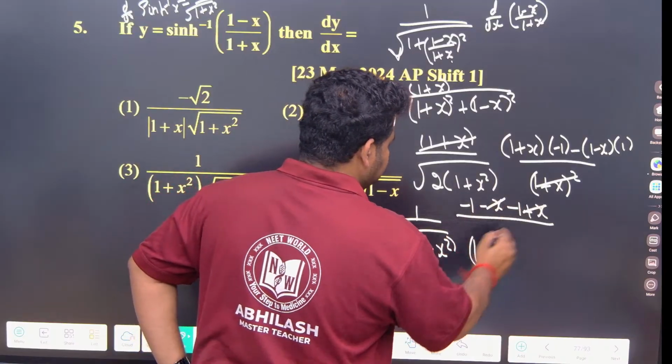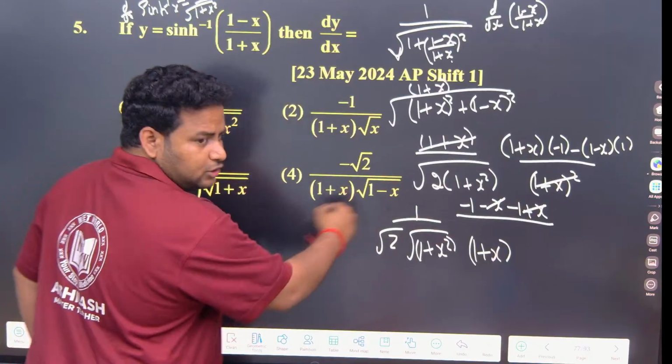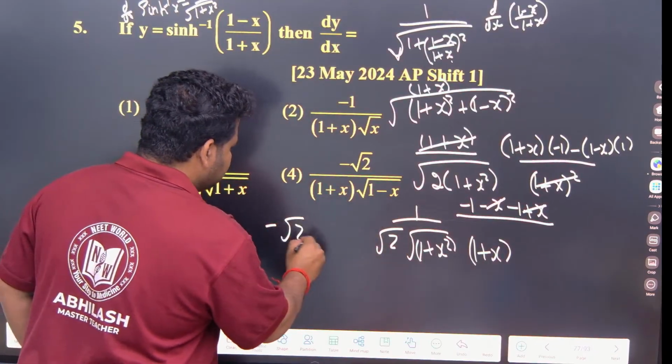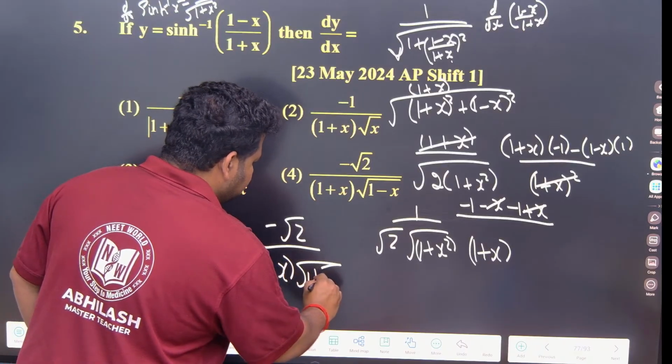x and x will cancel. I will have minus 2. So, minus 2 I can write it as what? Root 2 into root 2. So, this will become minus root 2 by 1 plus x into square root of 1 plus x square.